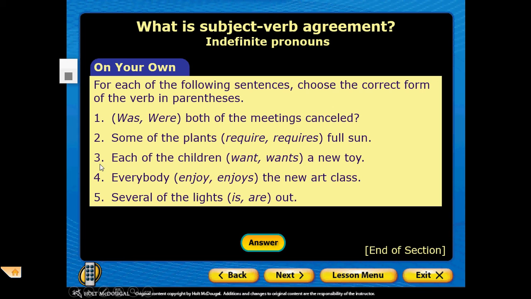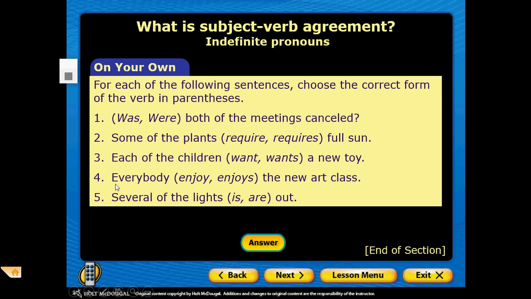Number three. Each of the children wants a new toy. Aha, you've got to be careful because each does not have the same rule as the word some. Each is always singular. You can refer back to the list we had before, boys, which indefinite pronouns are singular, which are plural, and which are both singular and plural. So if it's singular, then we add an S. That's absolutely right. Each of the children wants a new toy, because each one of the children wants a new toy.